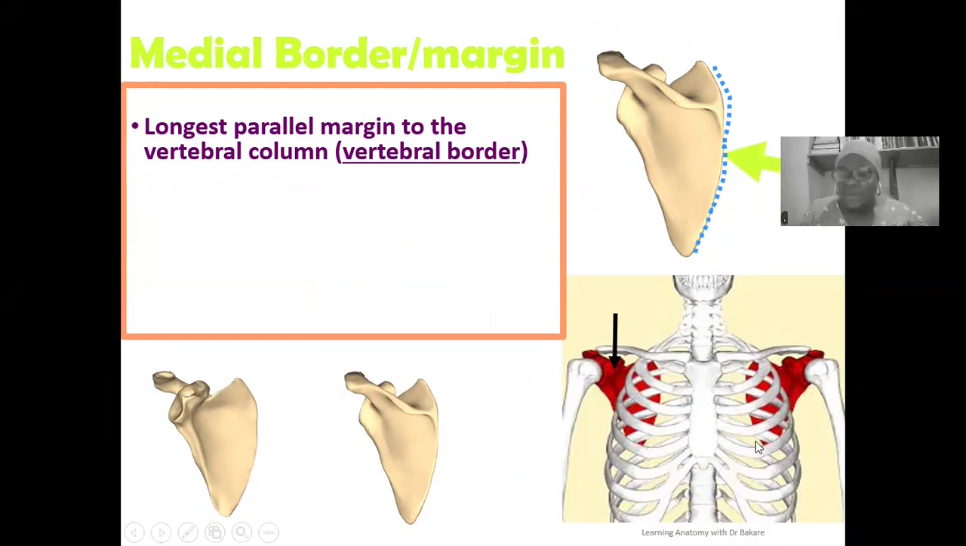And if you use this lower image, this is where we also have the medial border. You see that this medial border is related to the vertebral column, and this is why it is also named the vertebral border. This medial border extends superiorly from the superior angle here down to the inferior angle. So you see it extending from the superior angle up here down to the inferior angle.